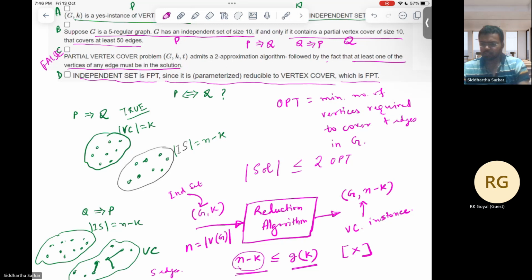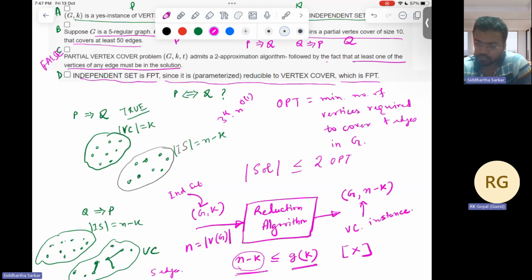Yes. So we cannot say that because vertex cover is FPT. So we have seen many algorithms where vertex cover was solved in 3 to the k times n to the constant time. So vertex cover was fixed parameter tractable, but that immediately does not imply that independent set is also fixed parameter tractable. So therefore, this is false.